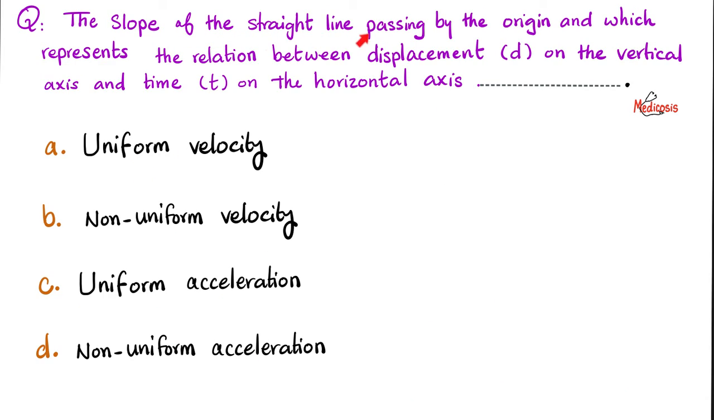Question: the slope of the straight line passing by the origin and which represents the relation between displacement on the vertical axis and time on the horizontal axis is what? Please pause and try to answer this yourself.